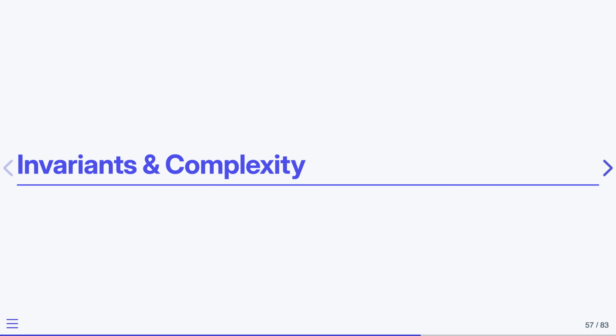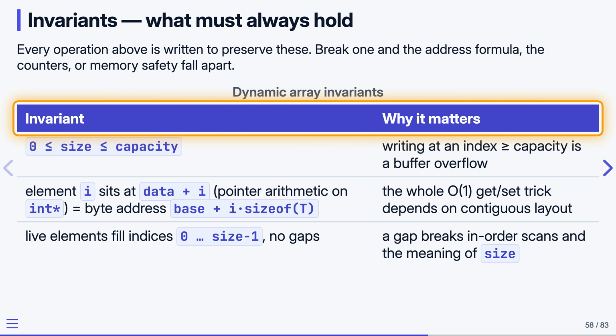Let's now look at the invariants and the complexity. These are the promises every operation must keep, and the running times they lead to. An invariant is a rule that must always be true. The left column states the rule. The right column tells you why it matters.